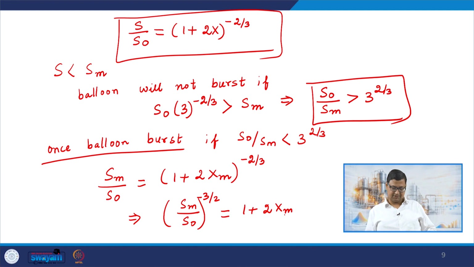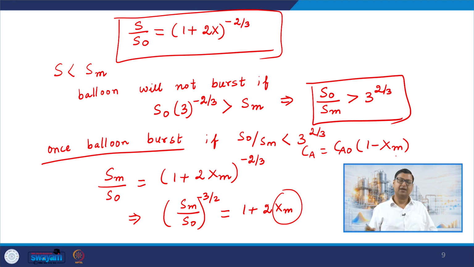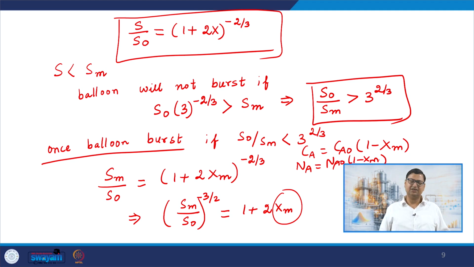From that we can get the conversion once the balloon is bursting, and from there we can find the concentration once the balloon is bursting, that is Ca is equal to Ca naught into 1 minus xm, but we need to also consider the volume change. So it is better to use the equation Na is equal to Na naught into 1 minus xm, because there is a volume change in the reactor, and from there we can find the number of moles of A that is released once the balloon is getting burst.